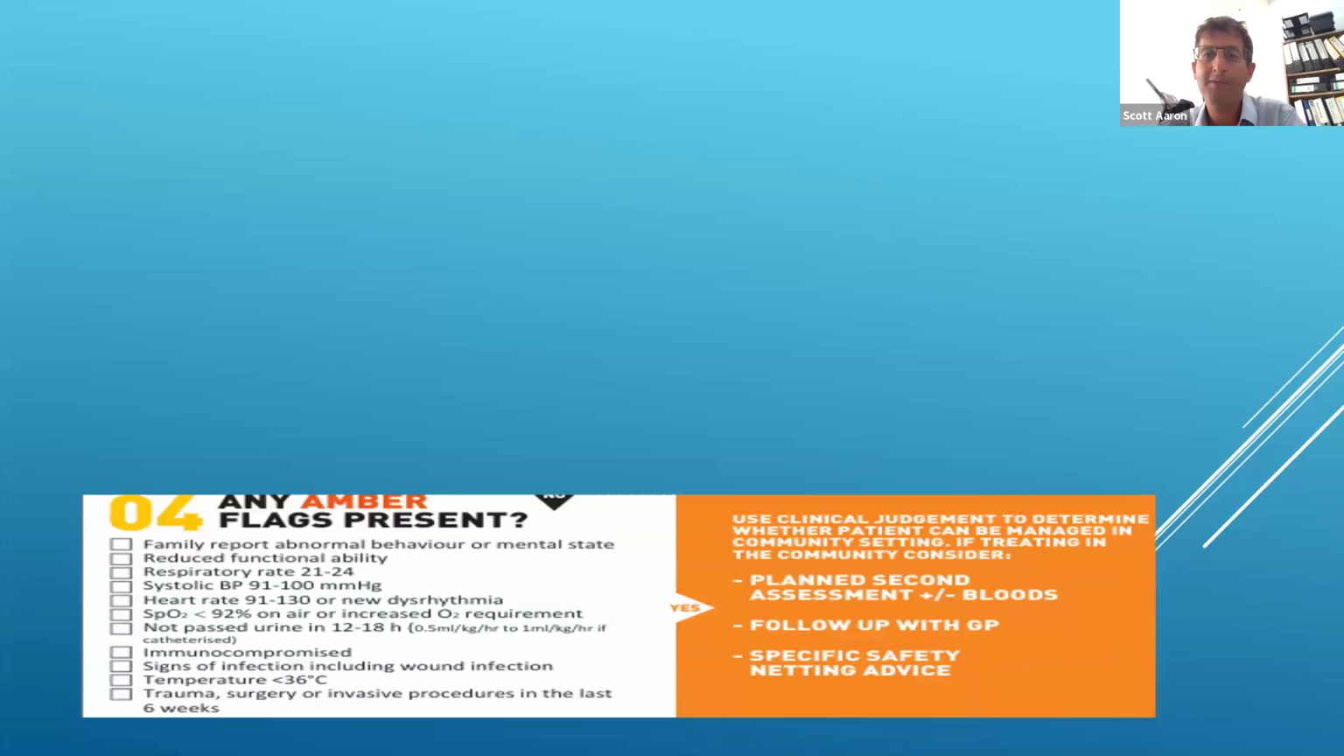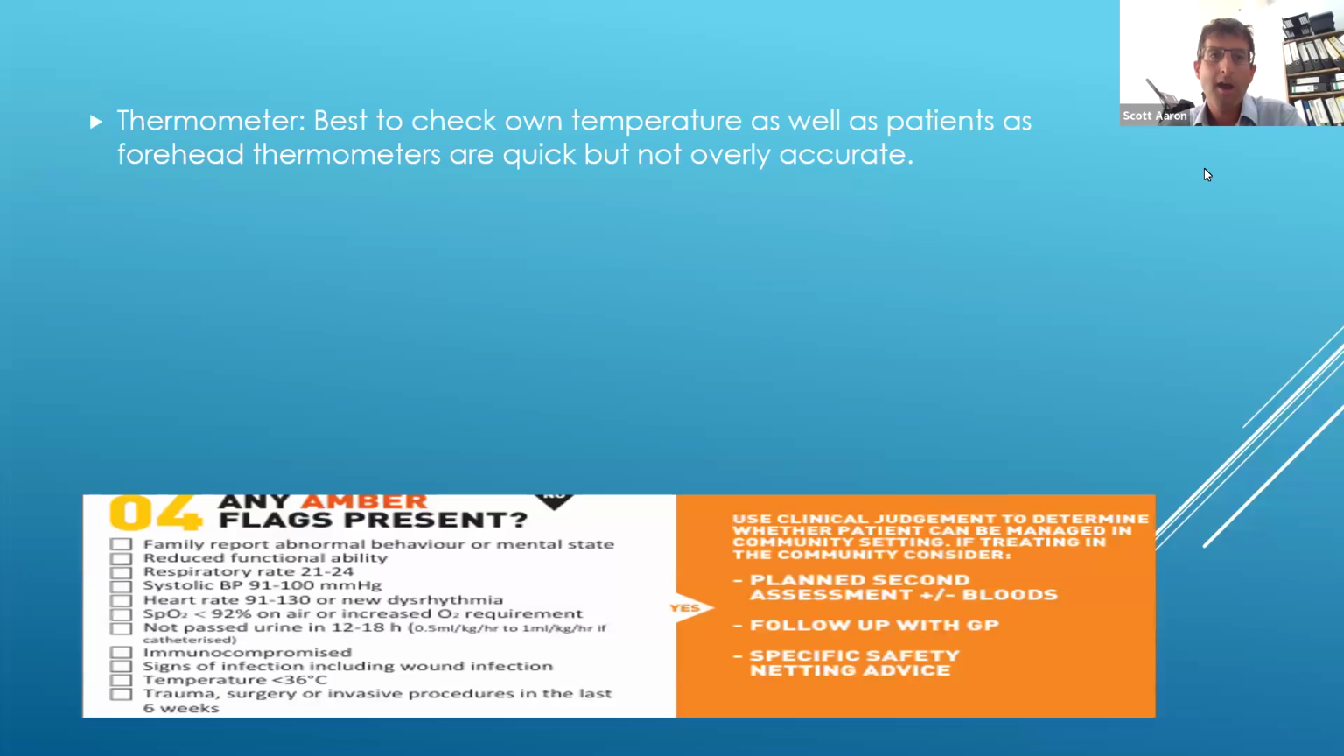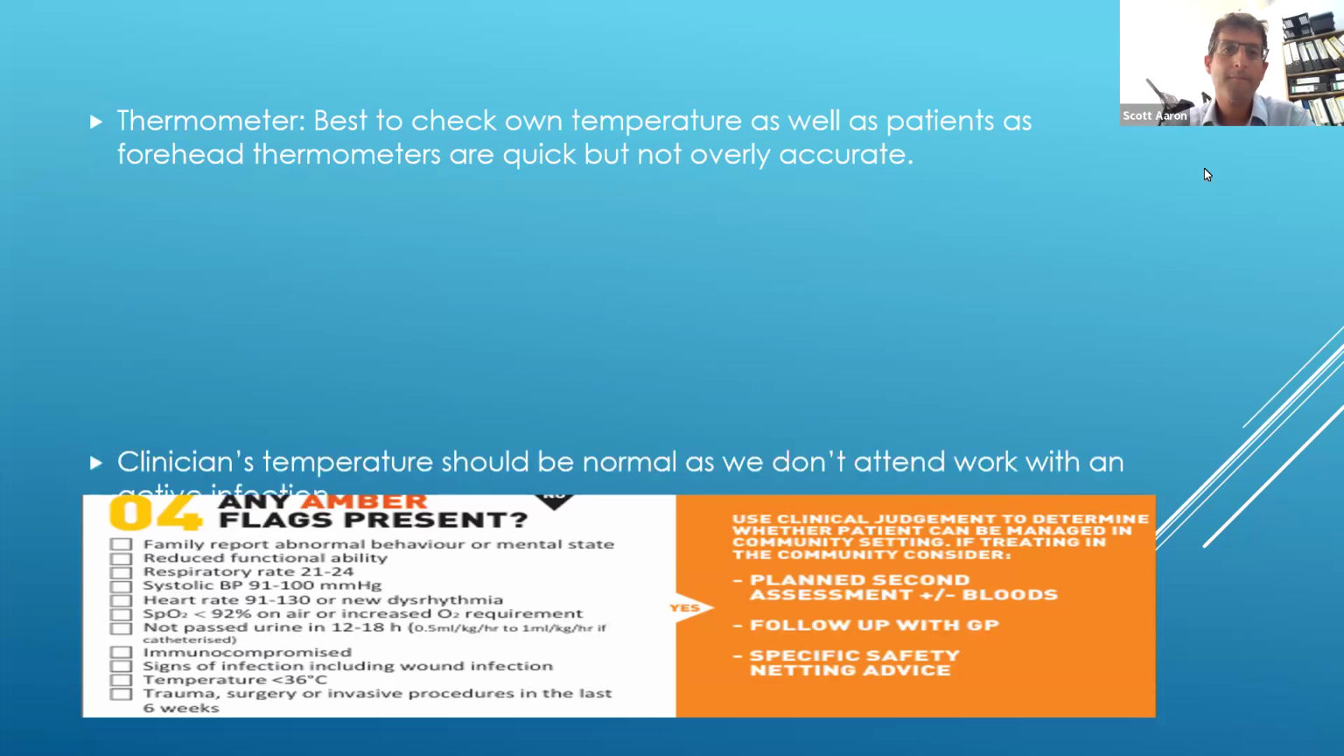So we've looked for red flags. We haven't seen red flags. We're looking for these orange flags next. The thermometer. These thermometers, we picked them up during COVID. They go on the forehead. They're quick and easy to use. I'm not sure how accurate they are. So if we measure ourselves first, the way I do it in practice, I measure myself, my nurse, and then the patient. Or the nurse measures herself, me, and then the patient.